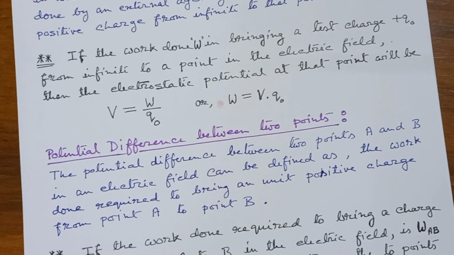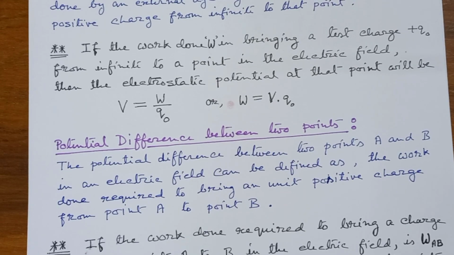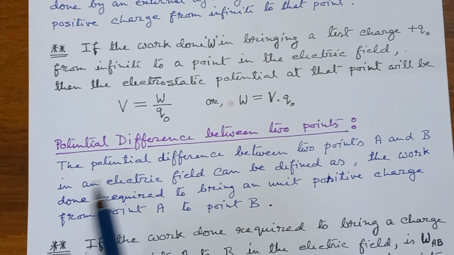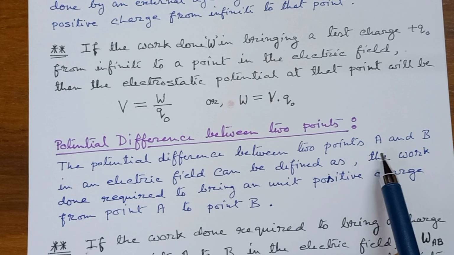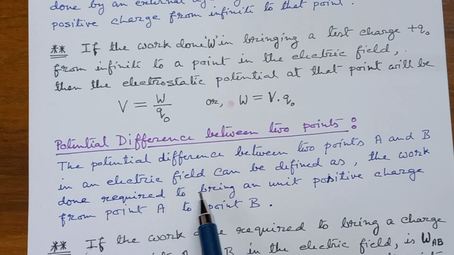Next, let us define the potential difference between 2 points. The potential difference between 2 points, say A and B, in the electric field can be defined as the work done required to bring a unit positive charge from point A to point B.